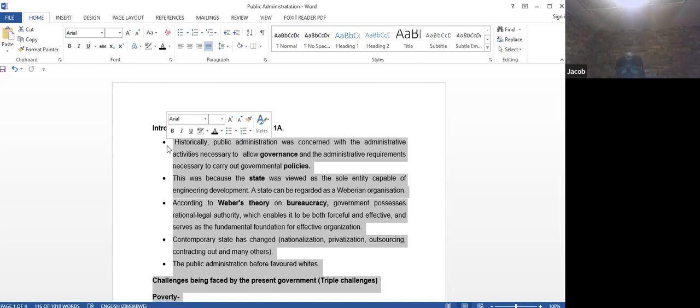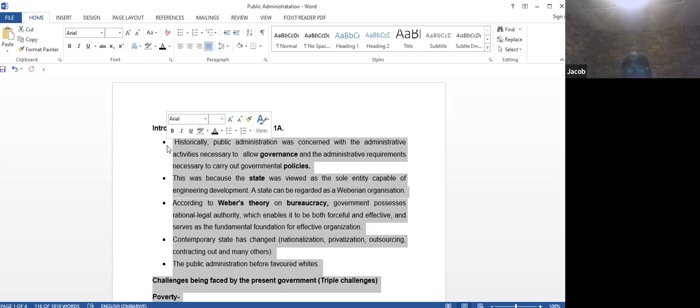So governance simply means that there is a control by a political entity of the resources that are in a state. That's what governance simply means. It's a control of resources by a political entity, so that they benefit the people or the population in that country.